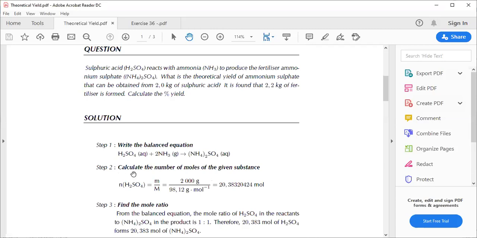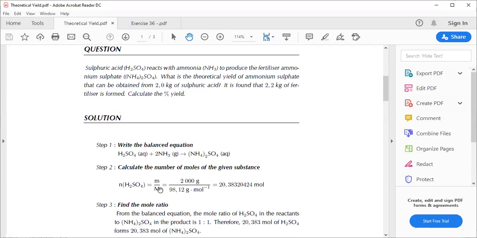Right. Number 2, calculate the number of moles of the given substance. What substance was given? What was given is 2 kg of sulfuric acid. So you have sulfuric acid. You need to find the number of moles. Number of moles is equal to mass over molar mass. Your mass was in kilograms. Standard units for mass in chemistry is grams. So you have to convert your 2 kg into grams by multiplying by 1000. Then you get 2000 grams.